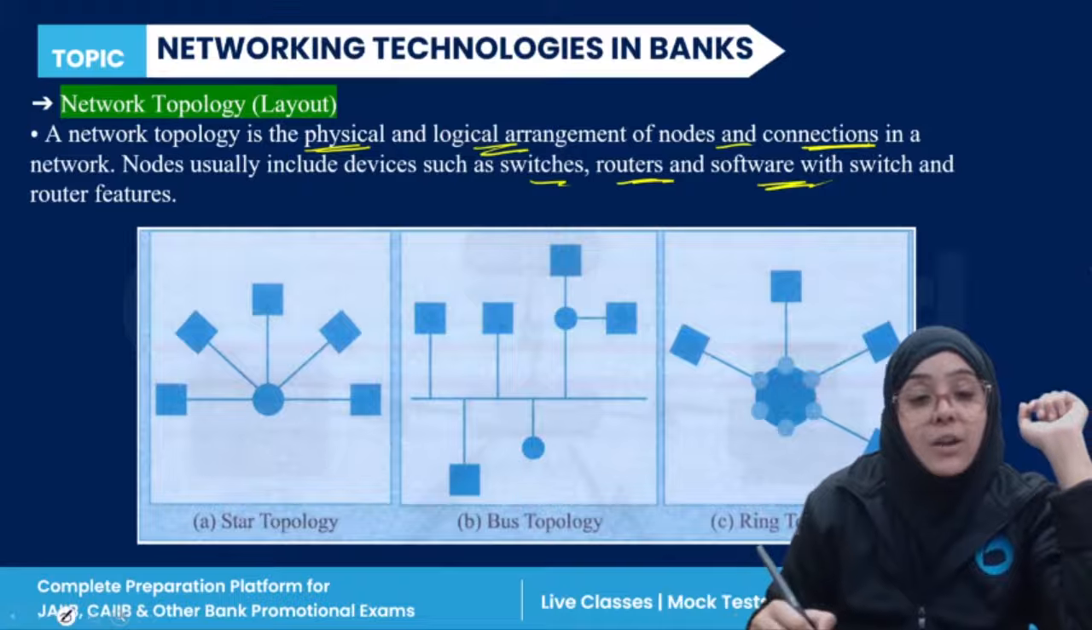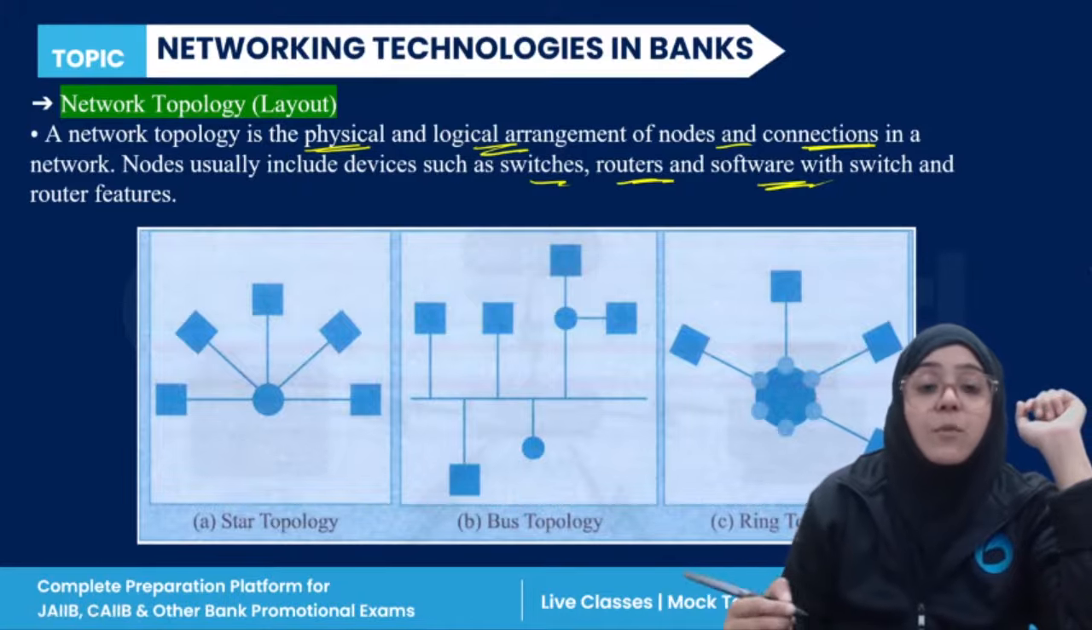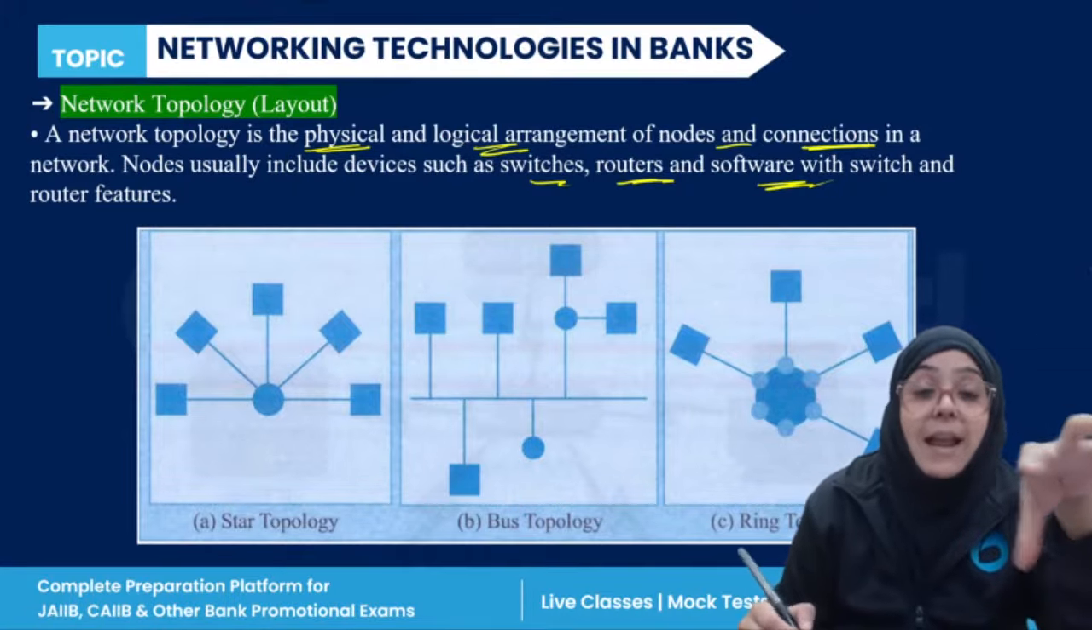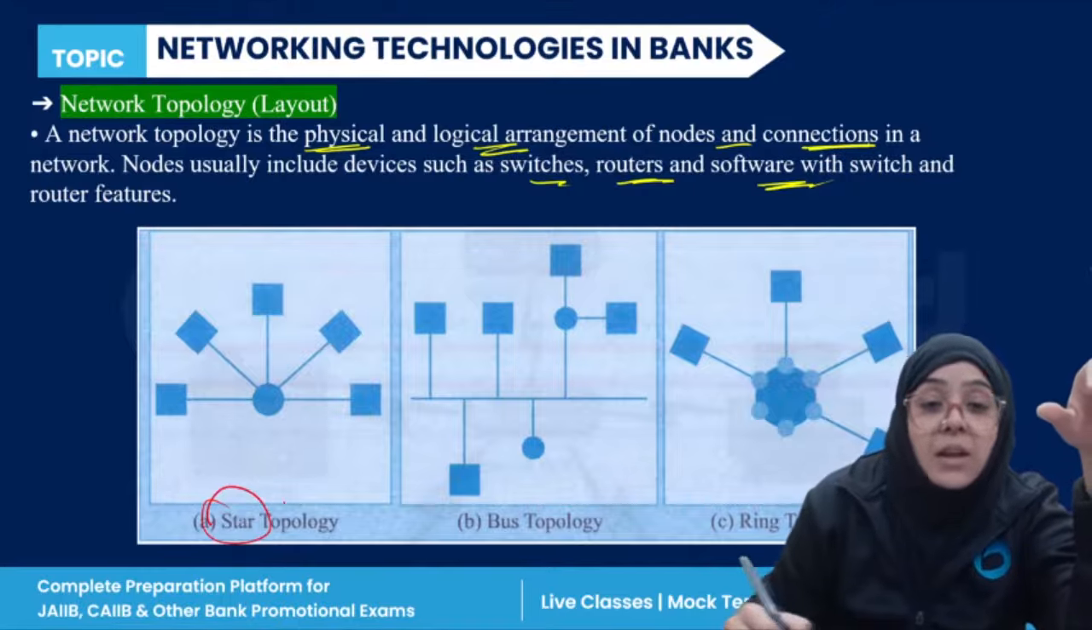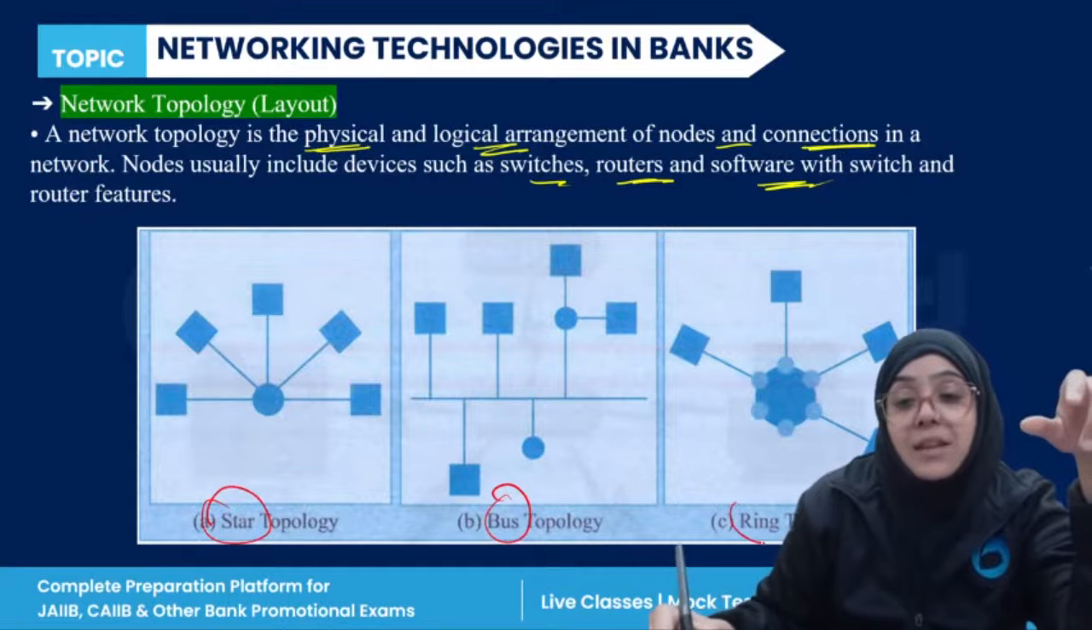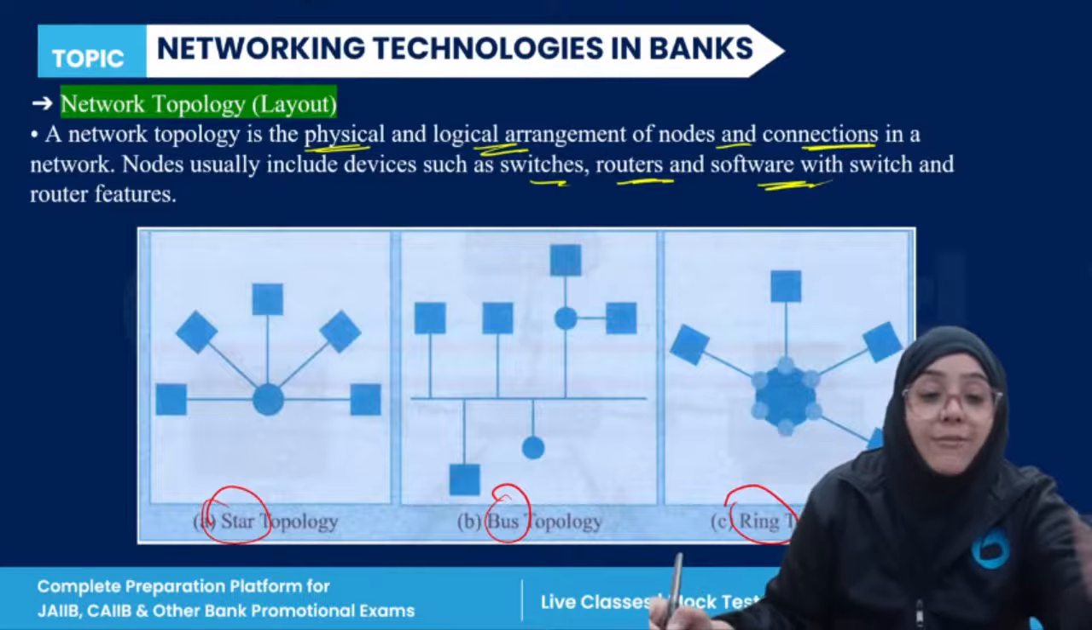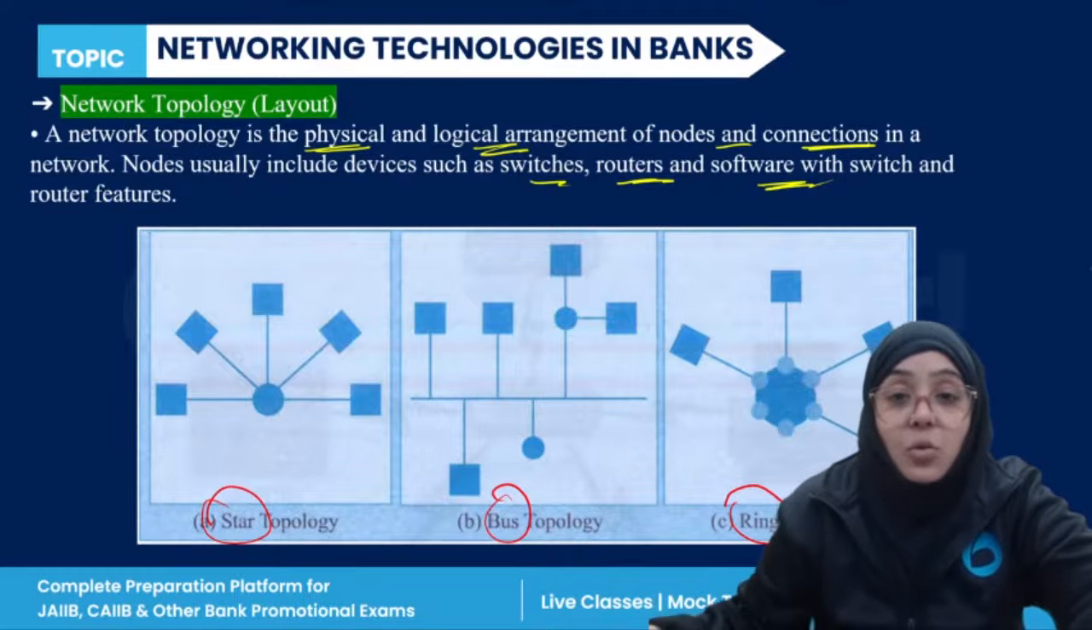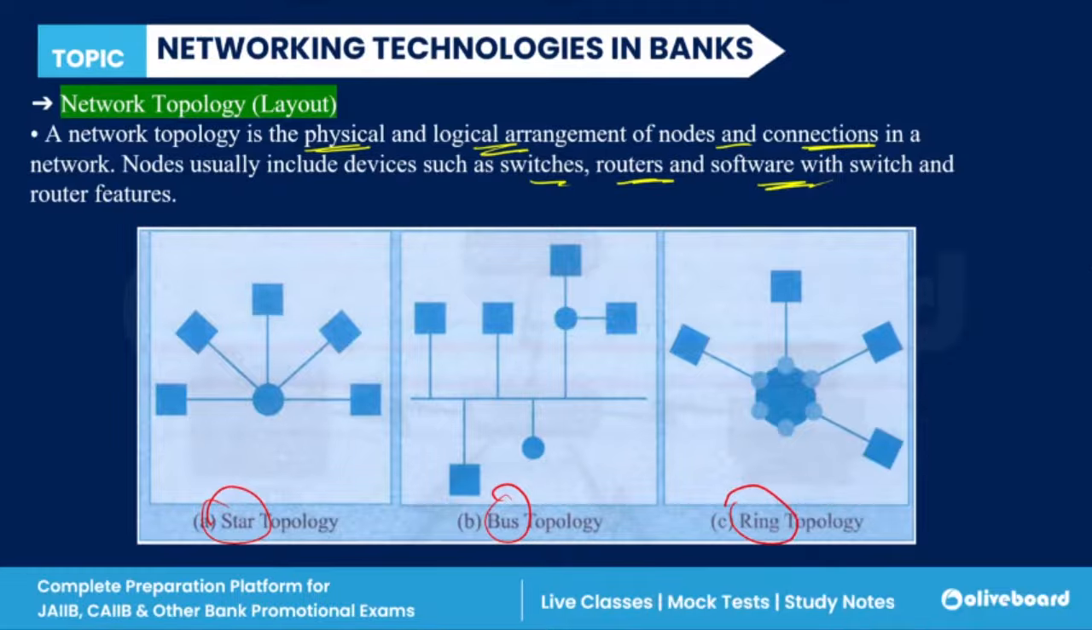Now, network topologies have different layouts, like the star topology, the bus topology, and the ring topology. So just see the figure in detail. I'm going to give you the details of each and every topology.